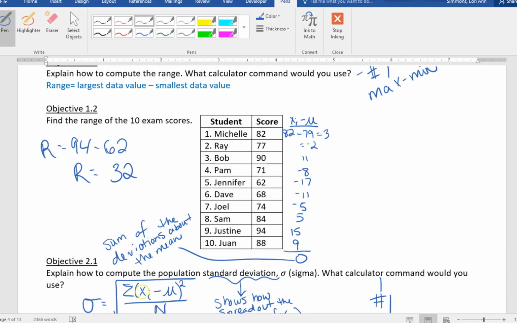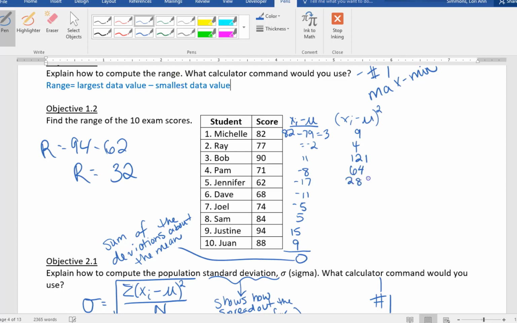So the next part is the sum of the squared. So we're going to square this now. So xi minus mu squared. So we're going to take this number and square it. So 3 squared is 9. Negative 2 squared. If you put this in your calculator, be careful. You need to put parentheses, negative 2, then square it. We get 4. Negative 2 times a negative 2 is a positive 4. 11 squared is 121.